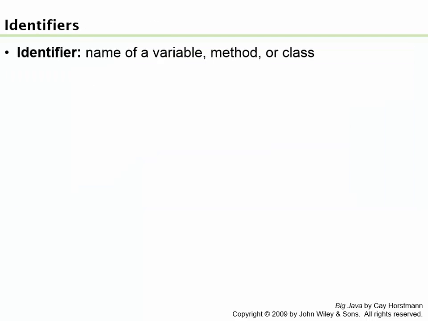Okay, so identifiers. This is a very general word. What is an identifier? Basically, it's just a name. You make names all the time in your coding. You name variables, you name methods, you name classes. Those are all identifiers. But there are rules when it comes to identifiers. Before you can put one in your code, you have to follow these rules.